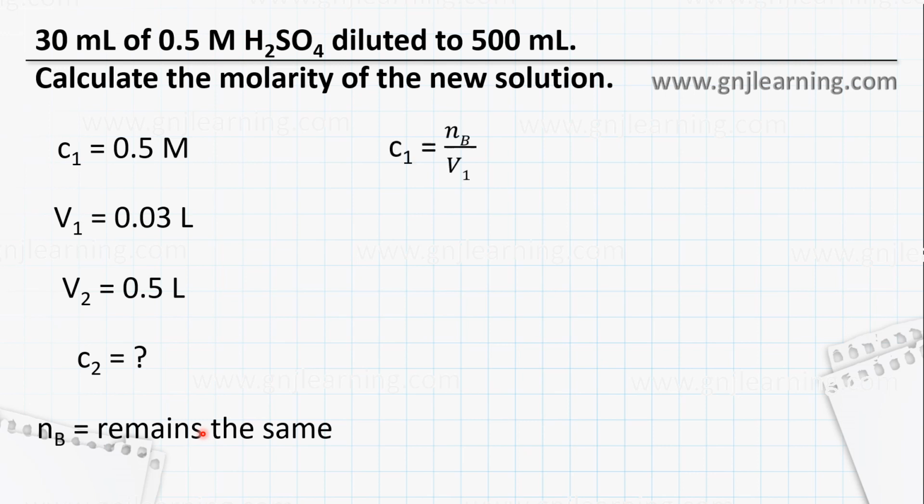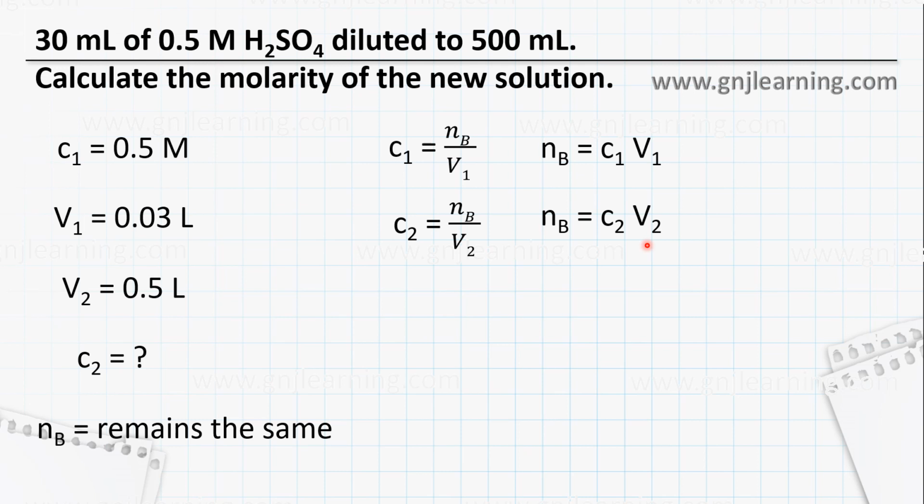What's the formula for molarity? In the first case, C1 is equal to the number of moles of solute divided by the first volume, that is 0.03 liters. If you rearrange it, you can say that nB is equal to C1 V1. Now in the second case, C2 is equal to, again the number of moles is not changing, so it's nB by V2. So you can say nB is equal to C2 V2.